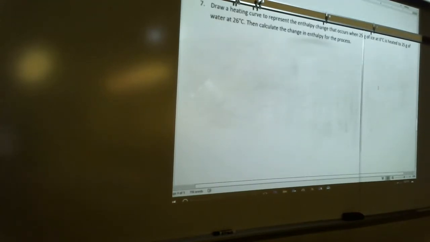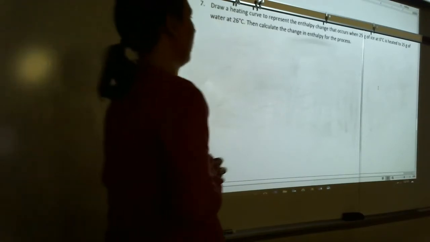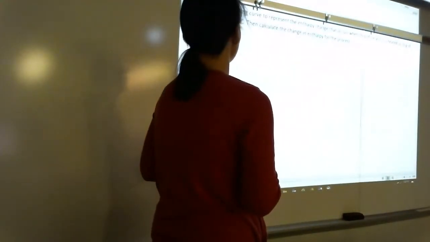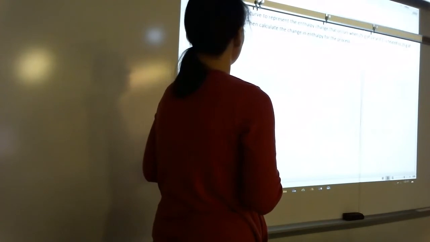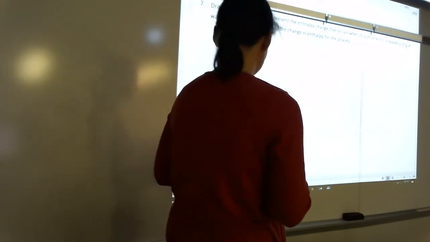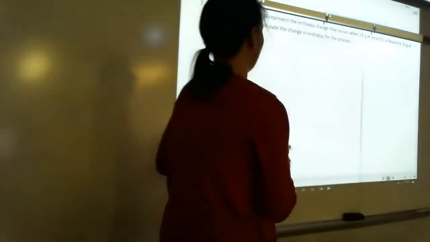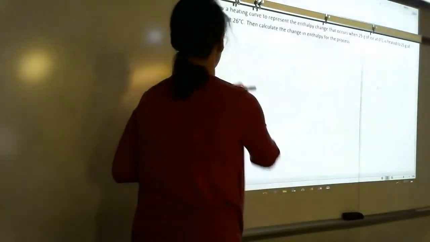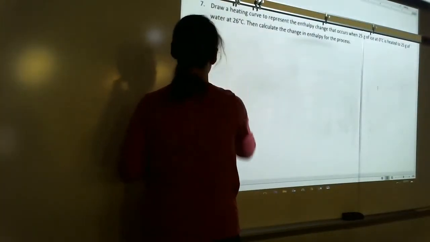Draw a heating curve to represent the enthalpy change that occurs when 25 grams of ice is heated to 25 grams of water, liquid, 26. Calculate change in enthalpy. All right, so we're gonna do some phase change in here.